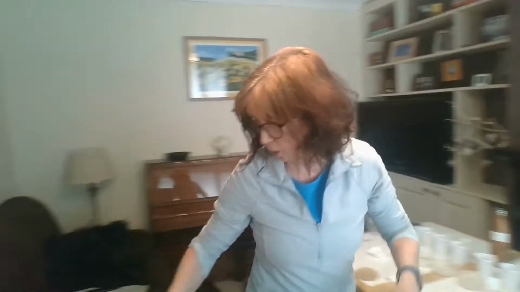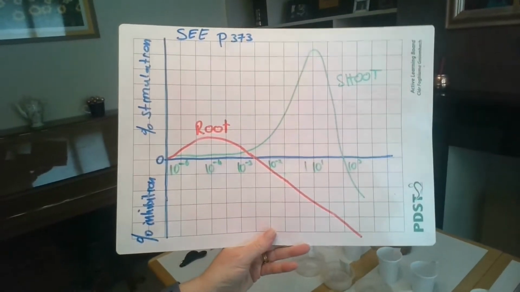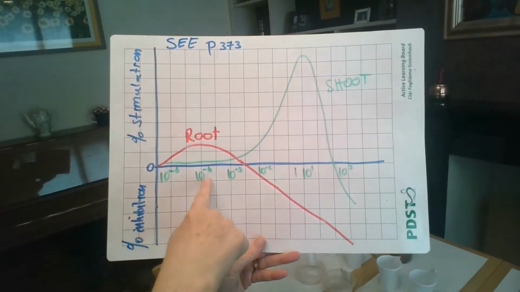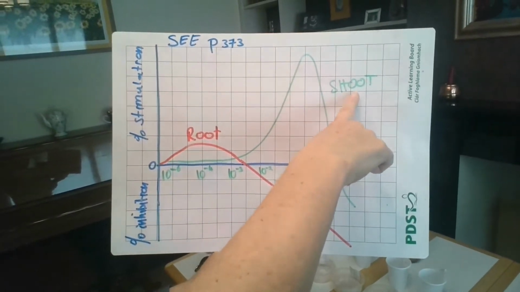This graph has come up in a question once before, and you need to be able to understand what's happening in the graph. So let's just have a little look at my own version of the graph here so that I can explain what's happening. You need to know the effect of different concentrations of IAA solution on roots and on shoots.